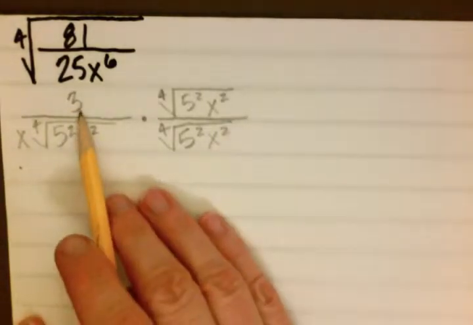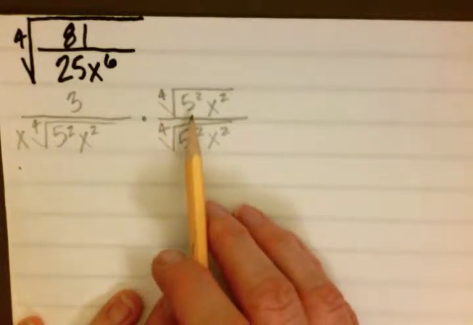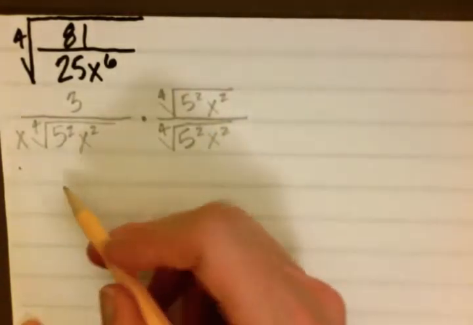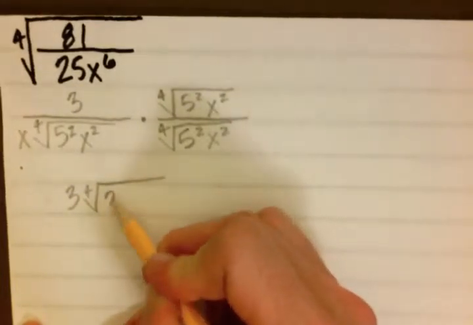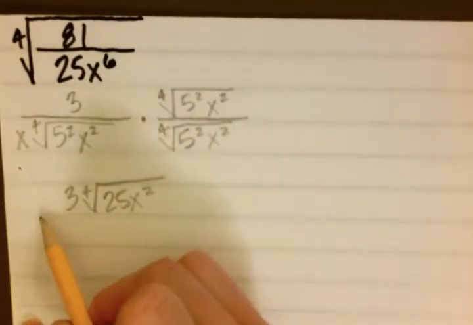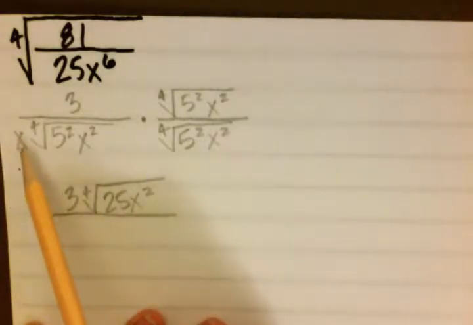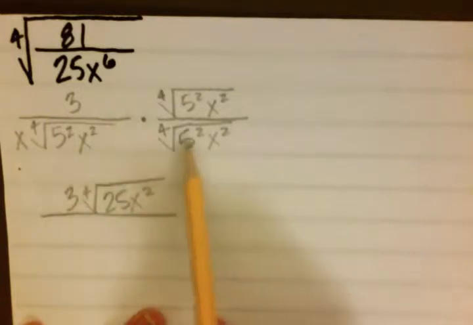Alright, so now we have a numerator that's 3 times the fourth root of 25x squared. So we can go ahead and write that. And in our denominator we have x, and then we're multiplying the fourth root of 5 squared x squared by the fourth root of 5 squared x squared.